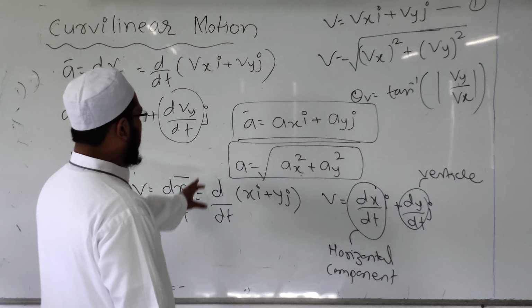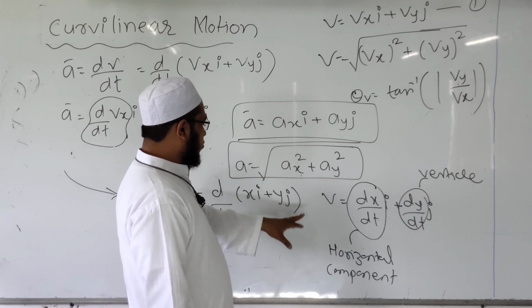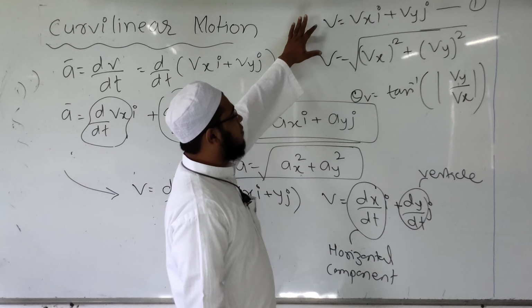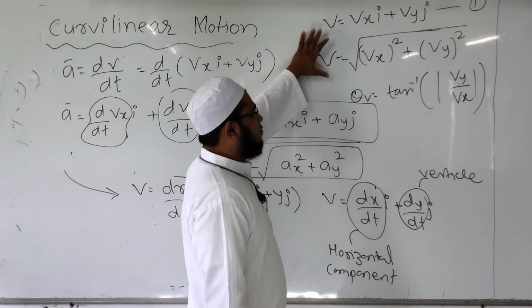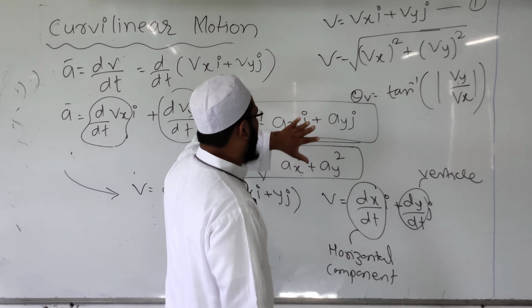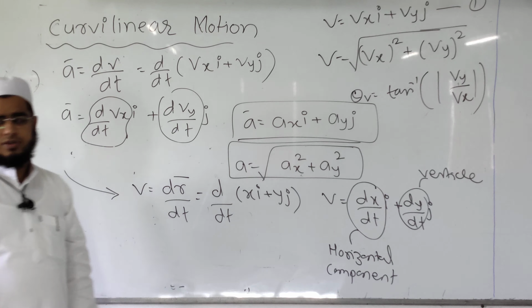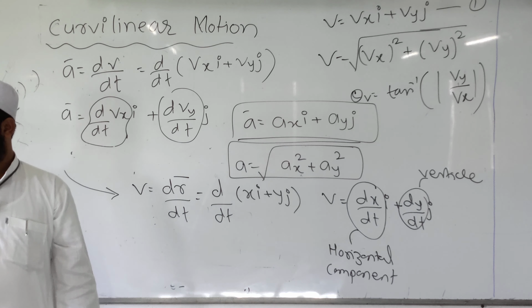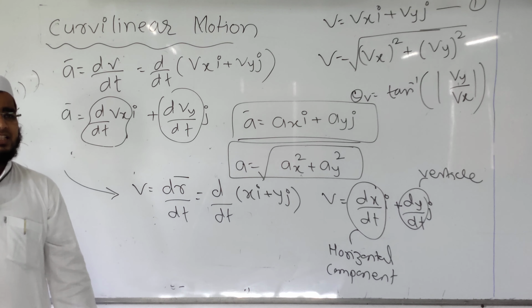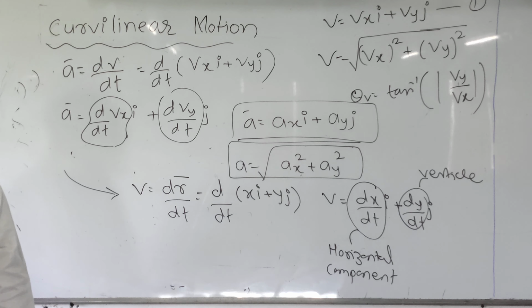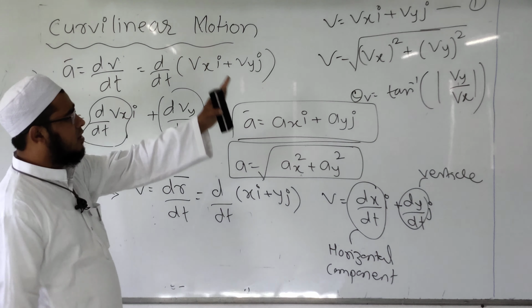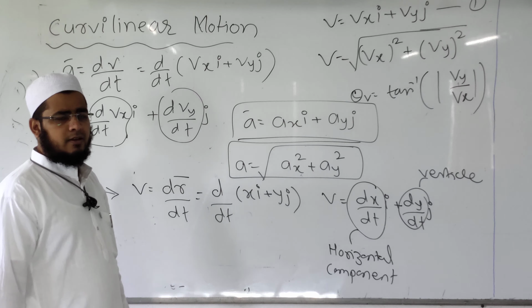We have to remember v equals dx by dt i plus dy by dt j, v equals vx i plus vy j, and how to calculate the magnitude. All these formulas are very important. The rectangular coordinate system is very famous, very easy. If one variable is given, then we can easily find the other variable with the help of these formulas.